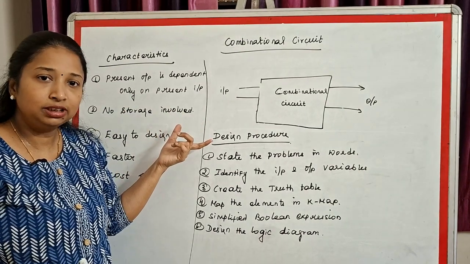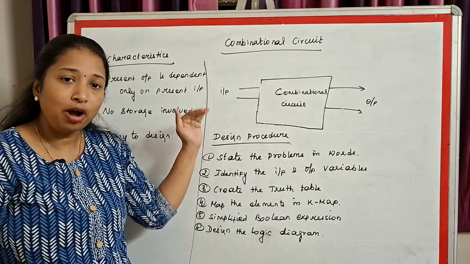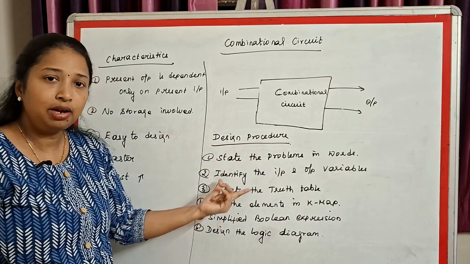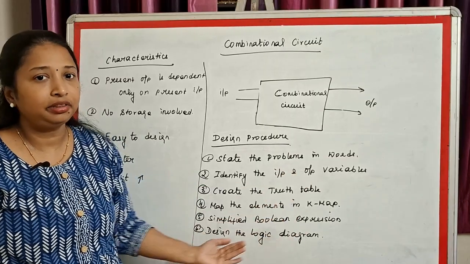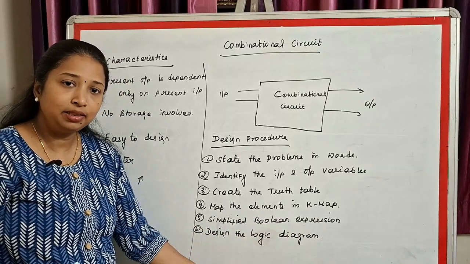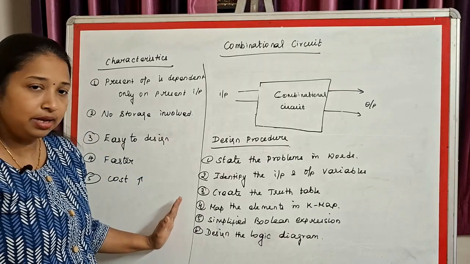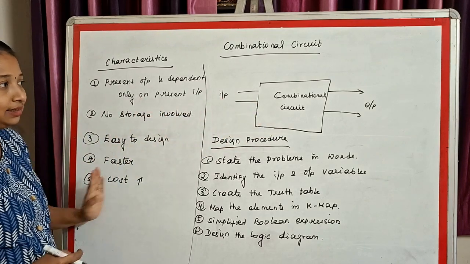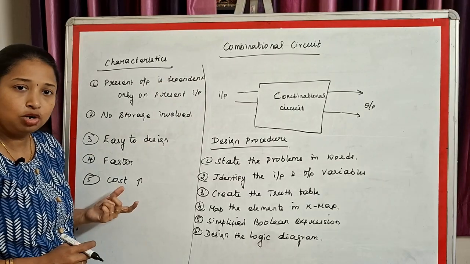Whatever problem is given will be given in the form of a statement. From that statement, you have to identify which is the input and which is the output. Based on that, you will create a truth table, and from the truth table, you will draw the K-map, do the mapping, and get the simplified Boolean expression. After getting the simplified Boolean expression, you have to implement it, that is, design it using a circuit diagram. Clear? These are the basic design procedures for a combinational logic circuit, and these are its characteristics. I hope you are clear with what a combinational logic circuit is.